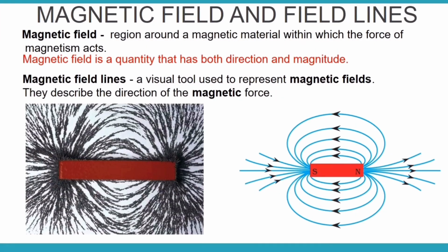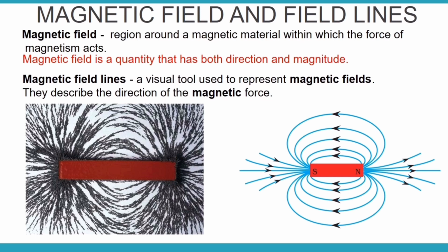Magnetic field and field lines. A magnetic field is a region around a magnetic material within which the force of magnetism acts. A magnetic field is a quantity that has both magnitude and direction. So magnetic field is a vector quantity. Make a note of it, guys.